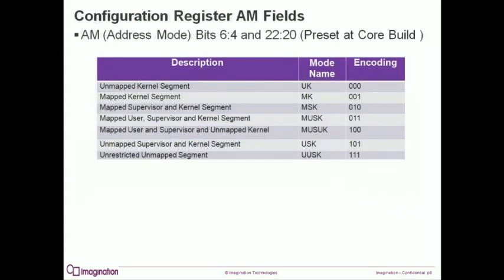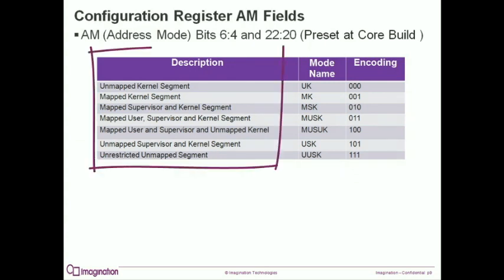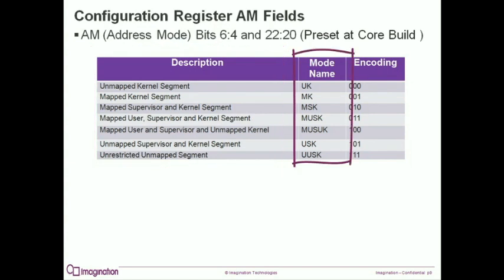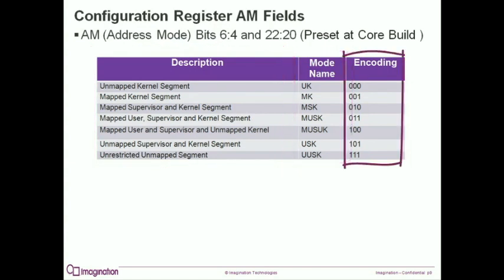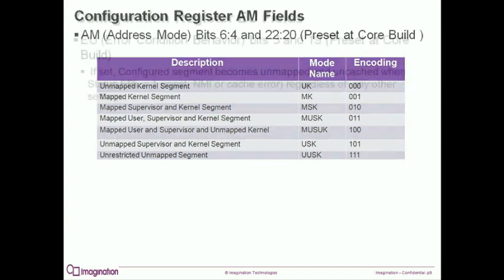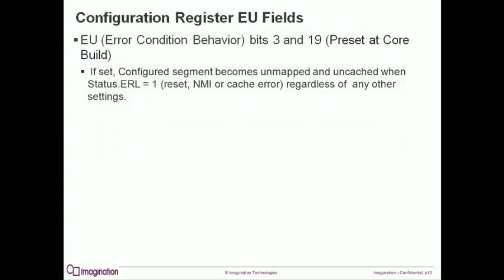The AM field contains 3 address mode bits. These are the various combinations of address modes a segment can be configured for, mode name, and field encoding. When the EU field is set, the segment becomes unmapped and uncached to the physical address encoded in the PA field. An error condition is one of reset, NMI, or cache error.